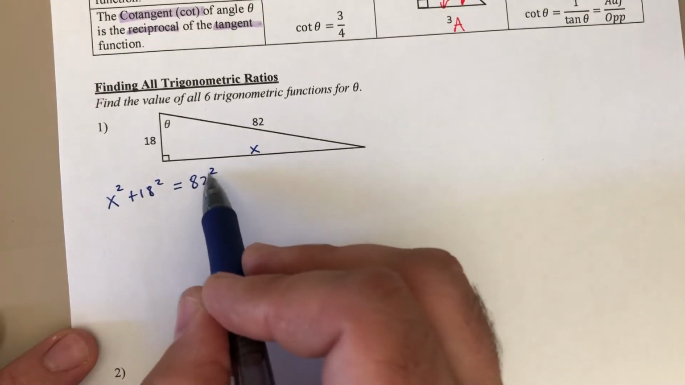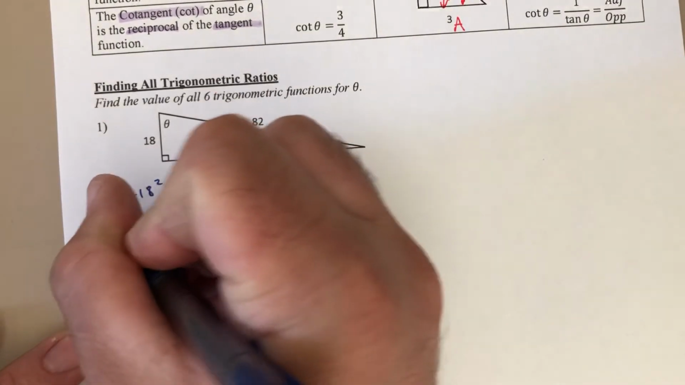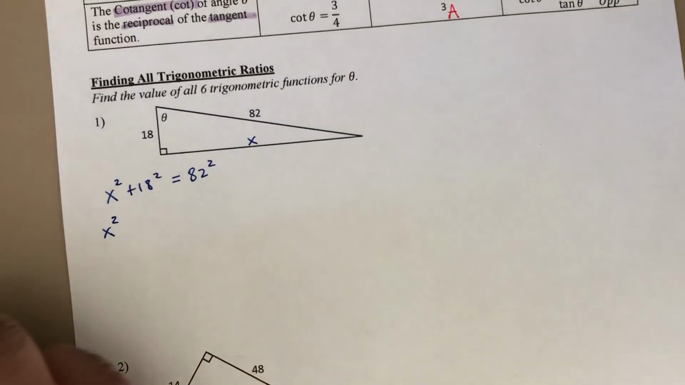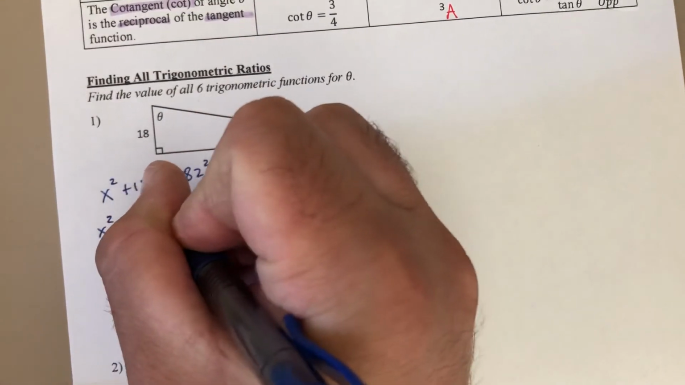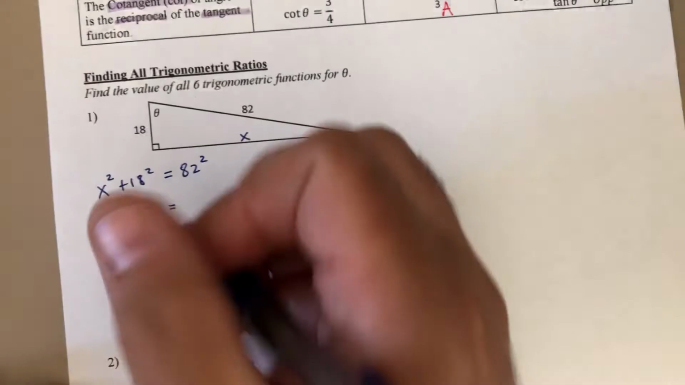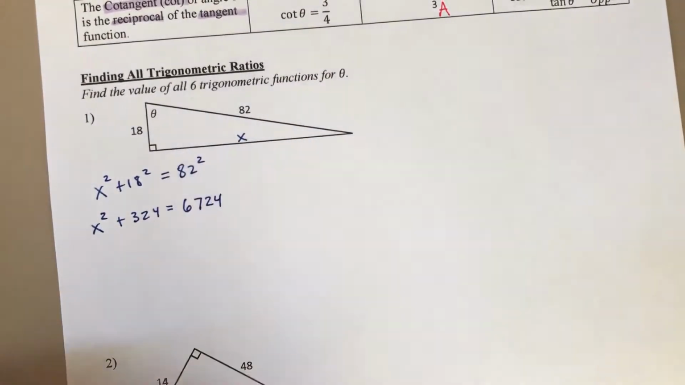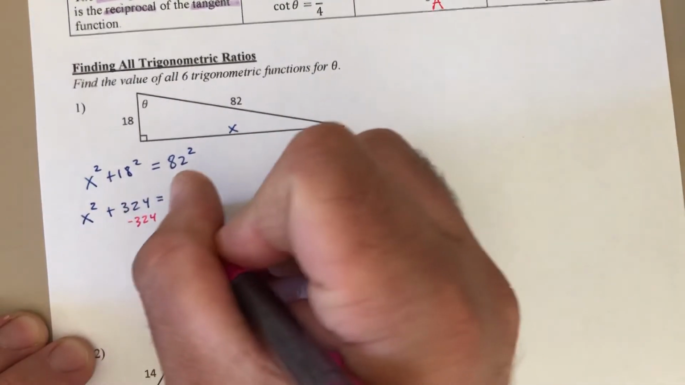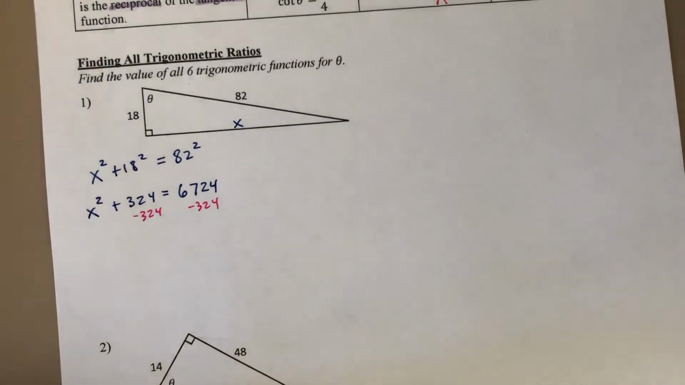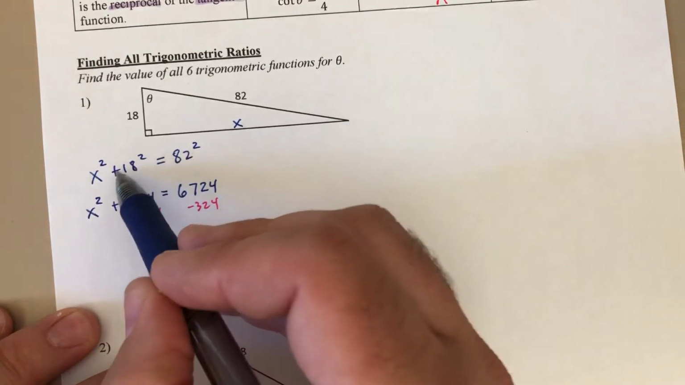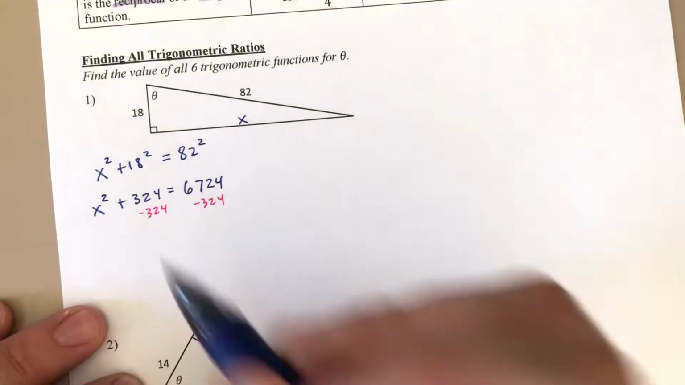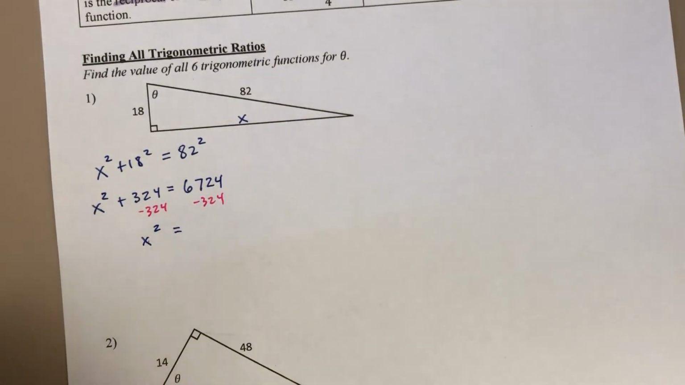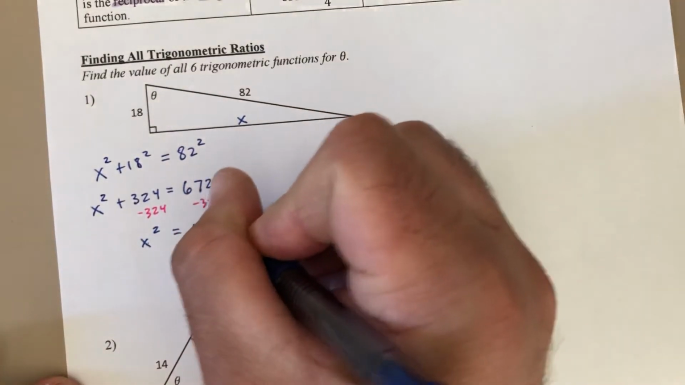To solve, you go ahead and square those out. What is 18 squared? Oh shoot, I had it wrong. 324. What's 82 squared? It's 6,724. We're solving for x, so now we subtract 324. Order of operations says you do exponents before adding and subtracting, so that's why I did the exponents first. So x squared equals 6,724 minus 324, which gives you 6,400.